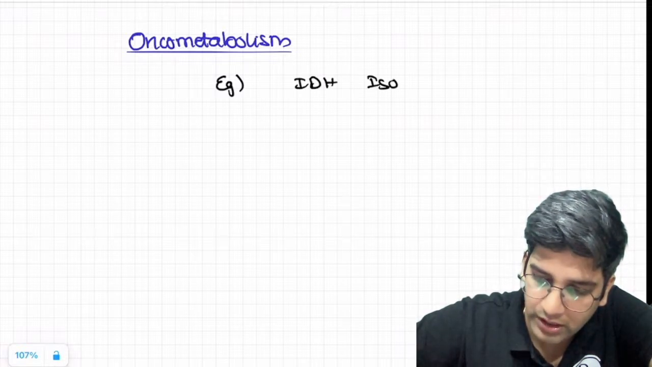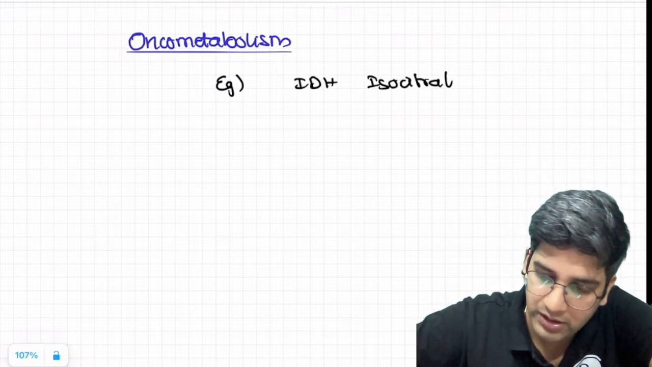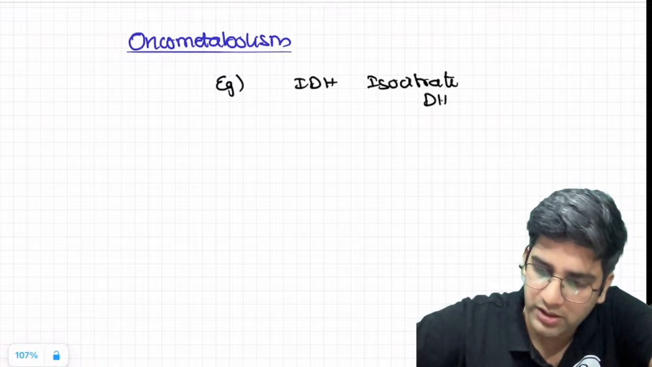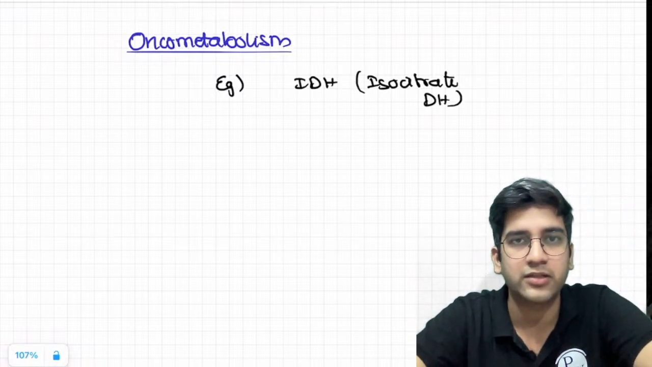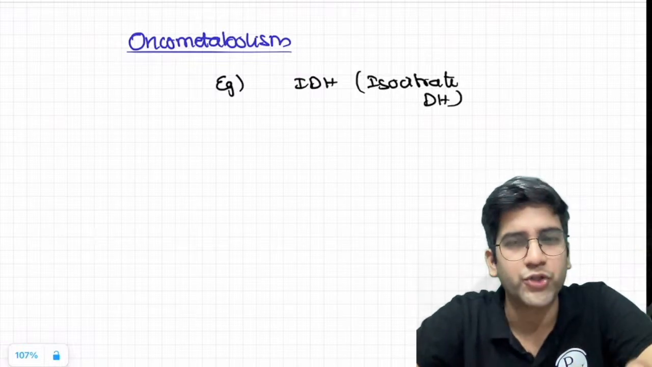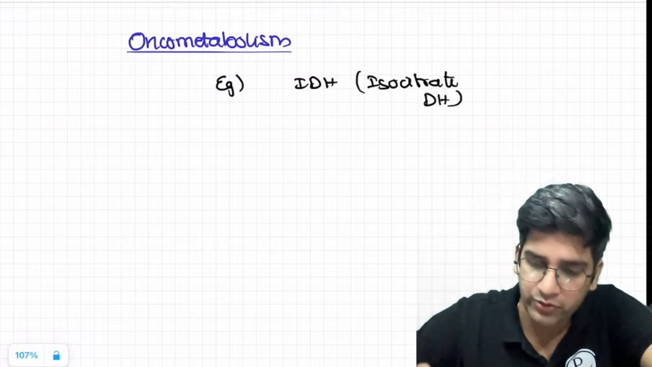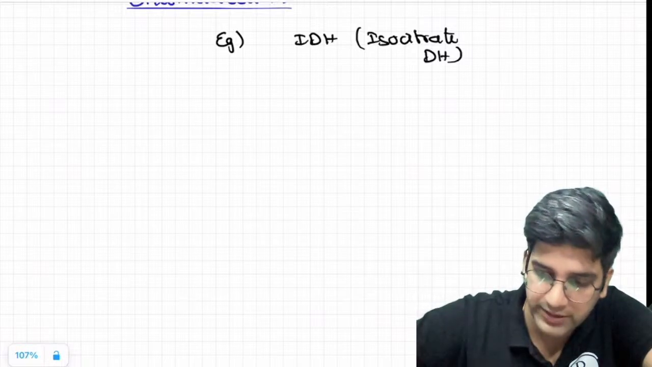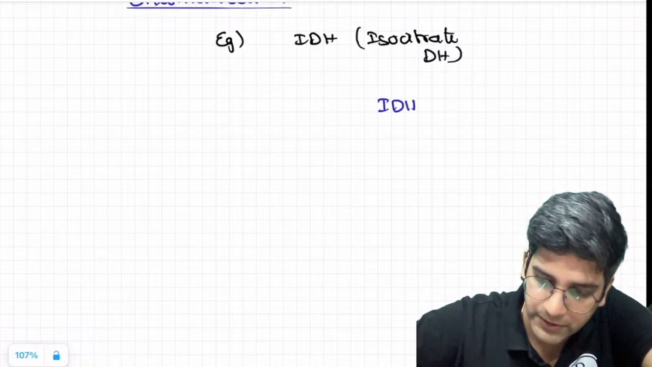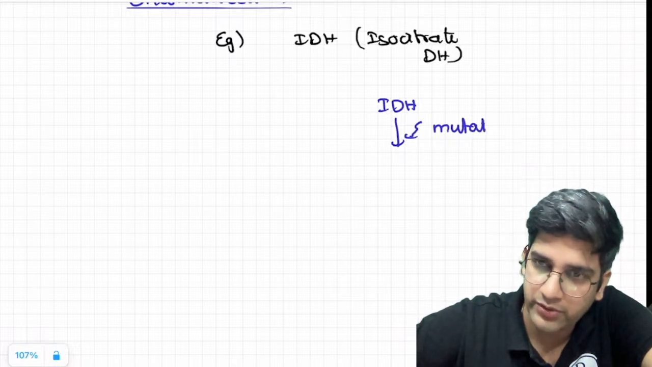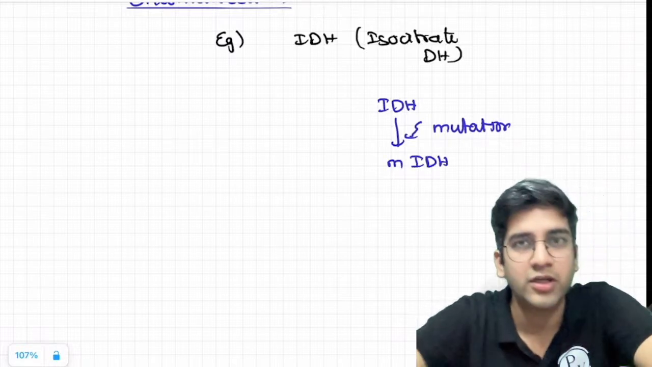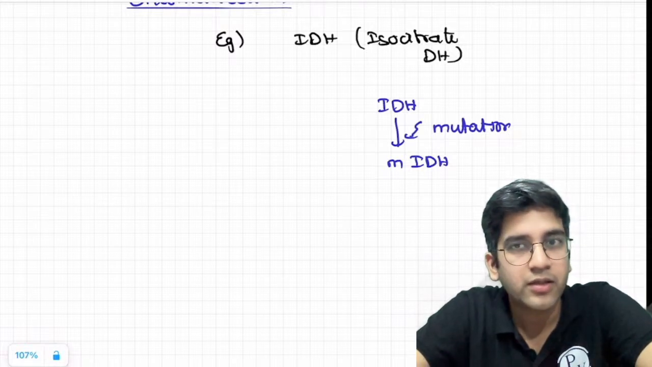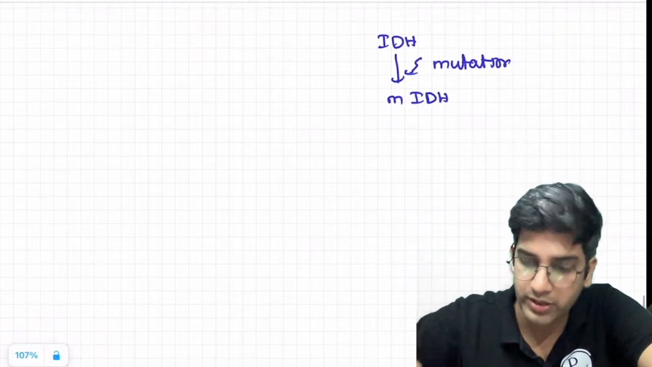IDH stands for isocitrate dehydrogenase. Where have you heard isocitrate dehydrogenase till now? Can anyone answer that? You must have read it in your first year for sure. Isocitrate dehydrogenase. So what oncometabolism says is, I have a normal IDH and you have a mutation, some random error, right? Let's assume it became, I'm writing M for mutated IDH. You must have read in the Krebs cycle, right? I have in the Krebs cycle your isocitrate dehydrogenase.